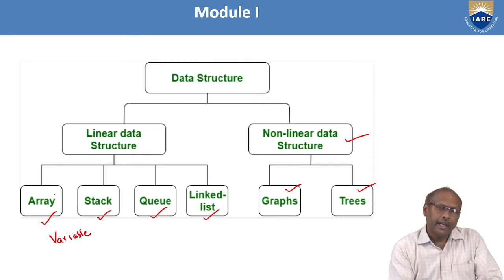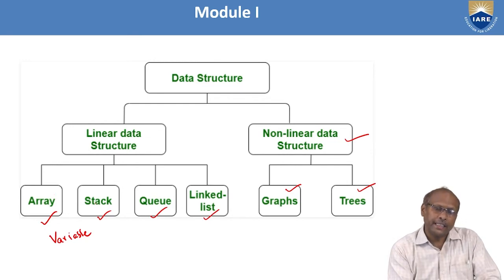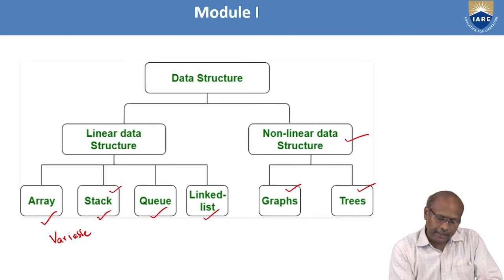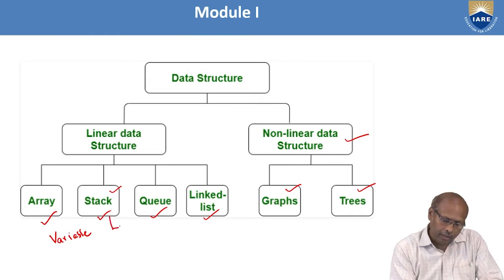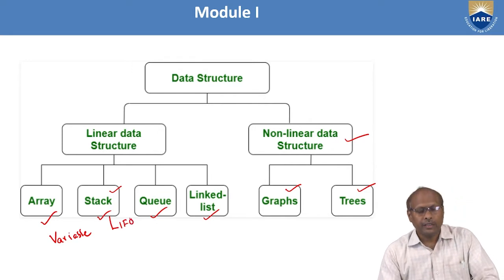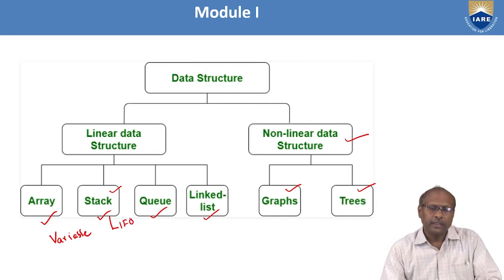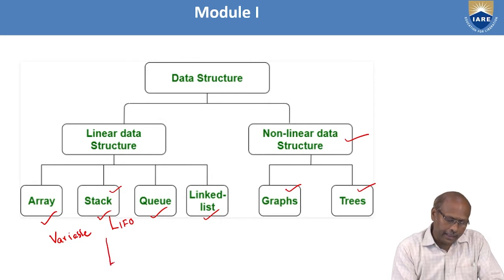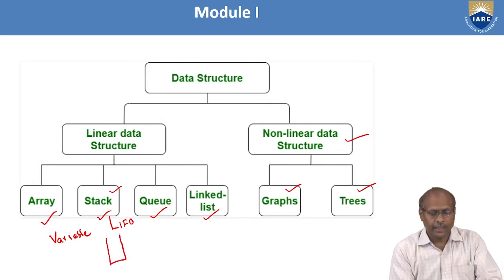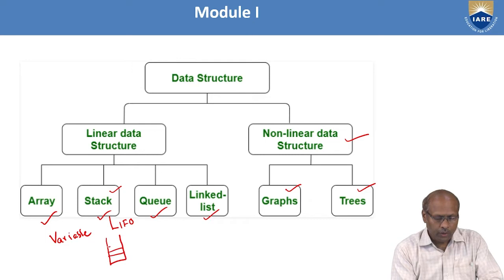Then what is an array? Array means storing the data in a sequential order in a contiguous manner. Then what do you mean by stack? Stack is also a list which follows an order called last in first out, the LIFO list. Stack follows last in first out order and it is represented in a vertical manner. Whichever comes last will be removed first.